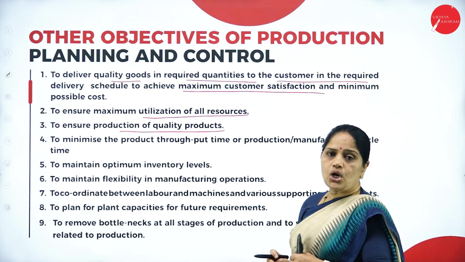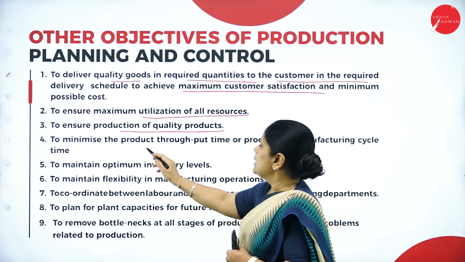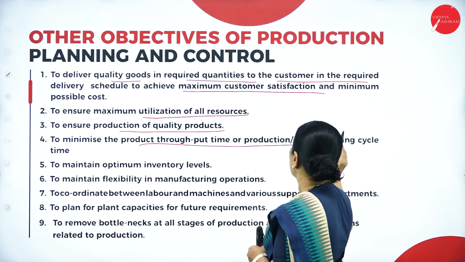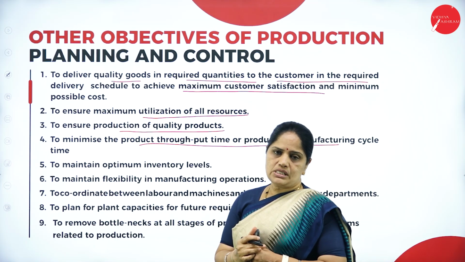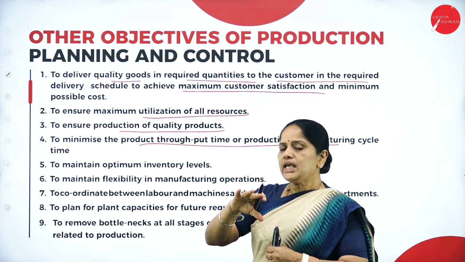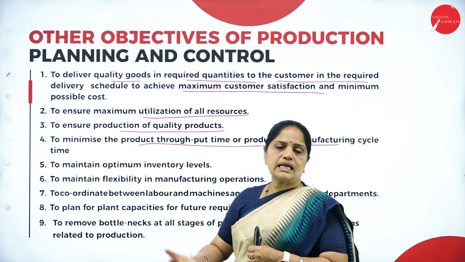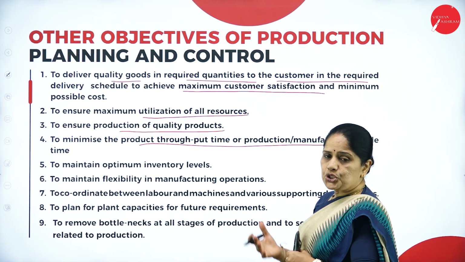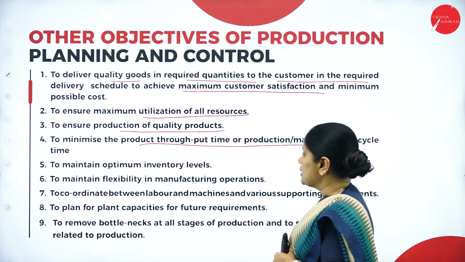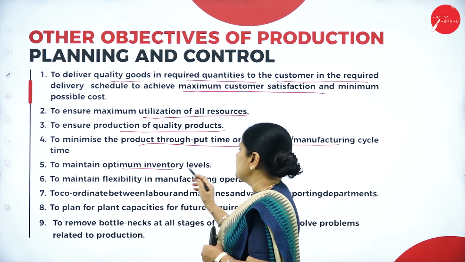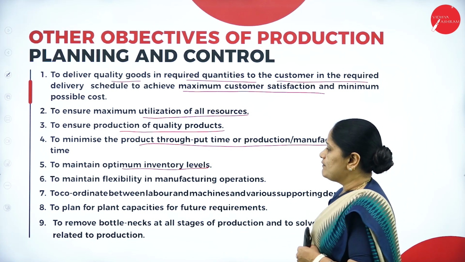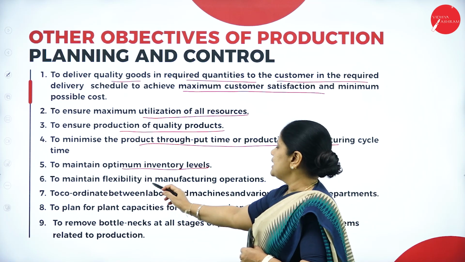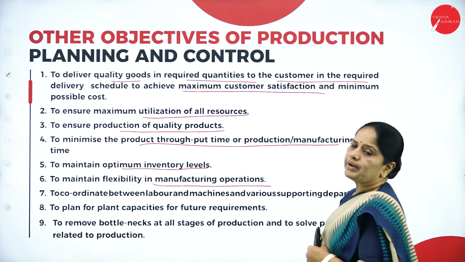The quality should not be compromised. To minimize the product throughput time or the production cycle. So to reduce the production cycle, that is the time taken by the raw materials to get converted into the finished product, should be as low as possible. To maintain optimum inventory levels, to ensure that there are optimum inventory levels, to maintain flexibility in manufacturing operations.